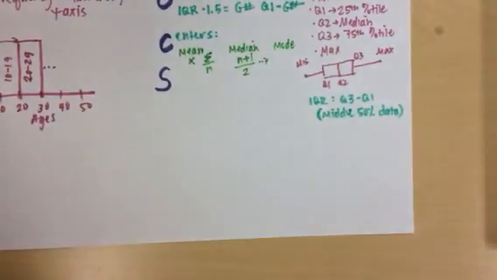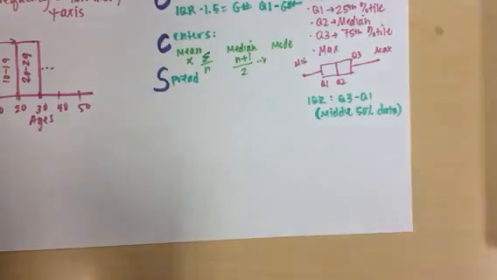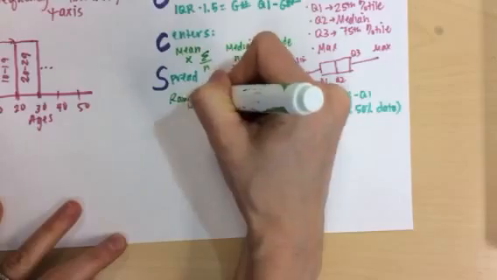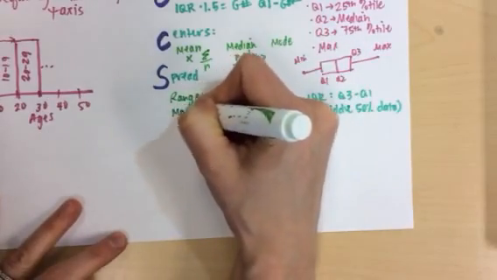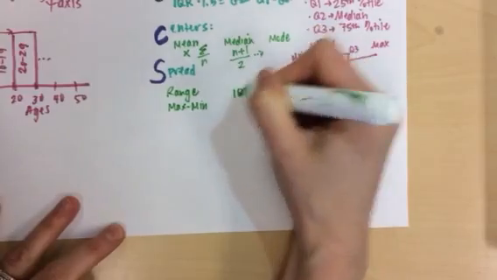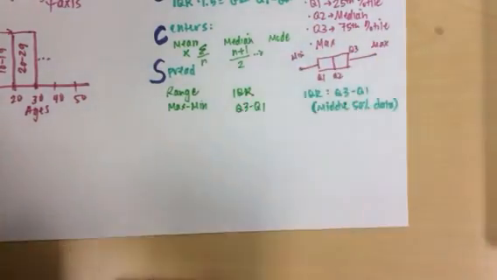And the last one we have is spread. Spread was either the range, which is your max minus your min, or your IQR, our interquartile range, which, like we said, is Q3 minus Q1. And that's your middle 50%.